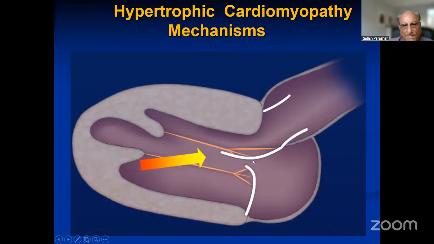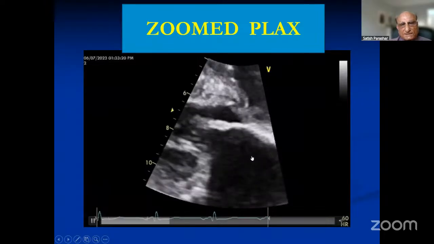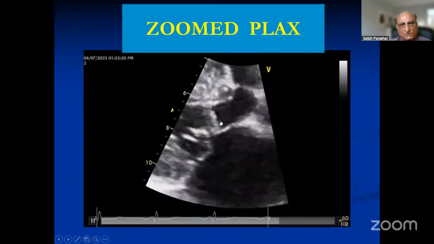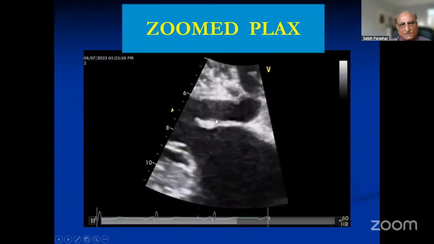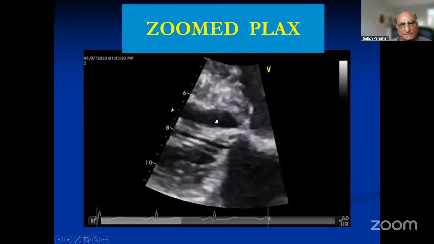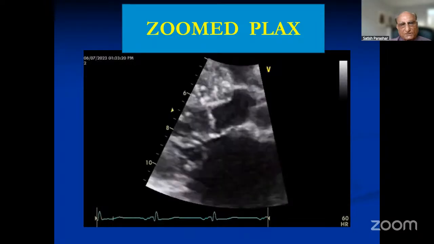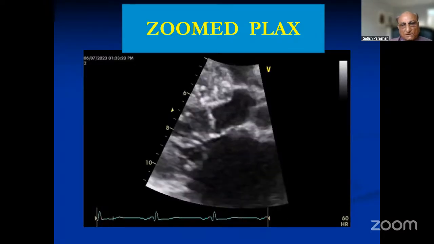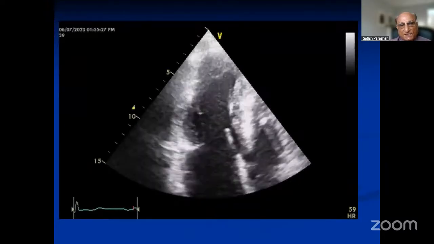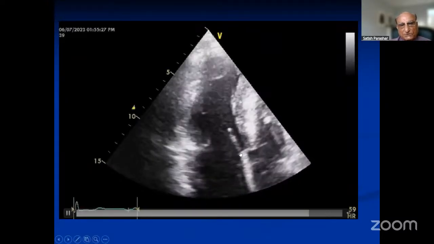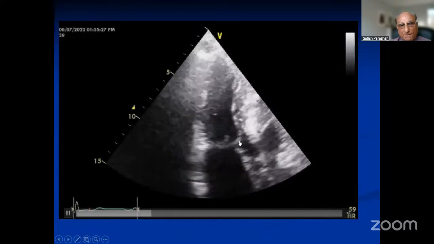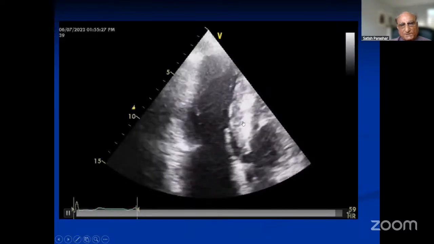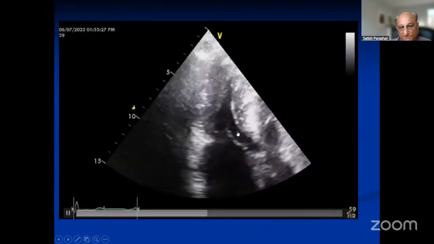You can see a zoomed parasternal long axis view, and if you are careful, you can see the systolic anterior motion of the anterior mitral leaflet, which is obliterating the LVOT. Clearly, you can see this is the classical SAM, and this is the LVOT, what we showed you in the diagrammatic representation, completely obliterating the LVOT. It is SAM plus thickening of the interventricular septum.